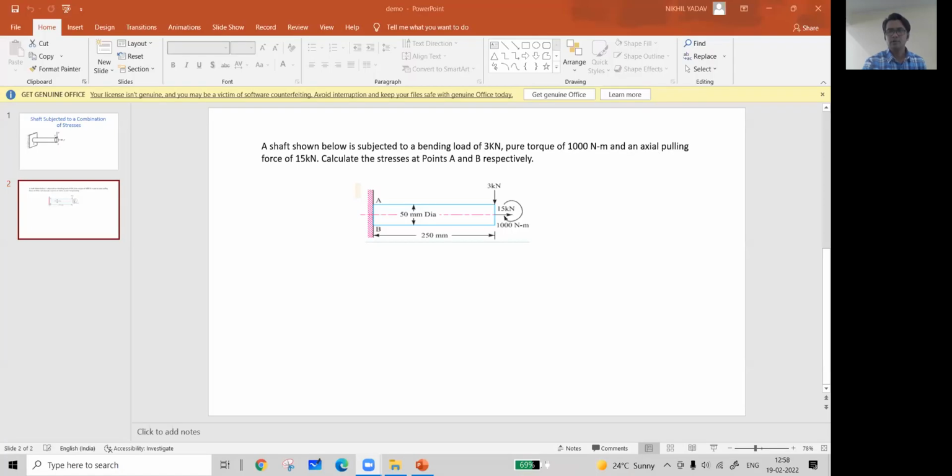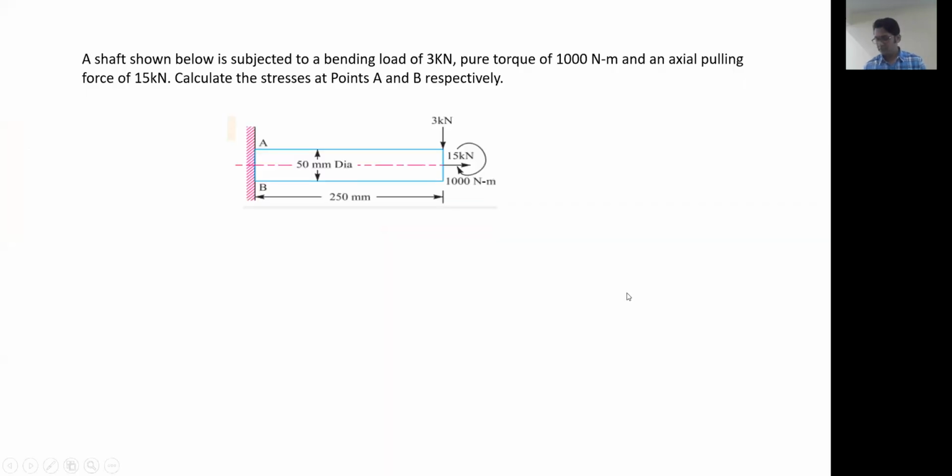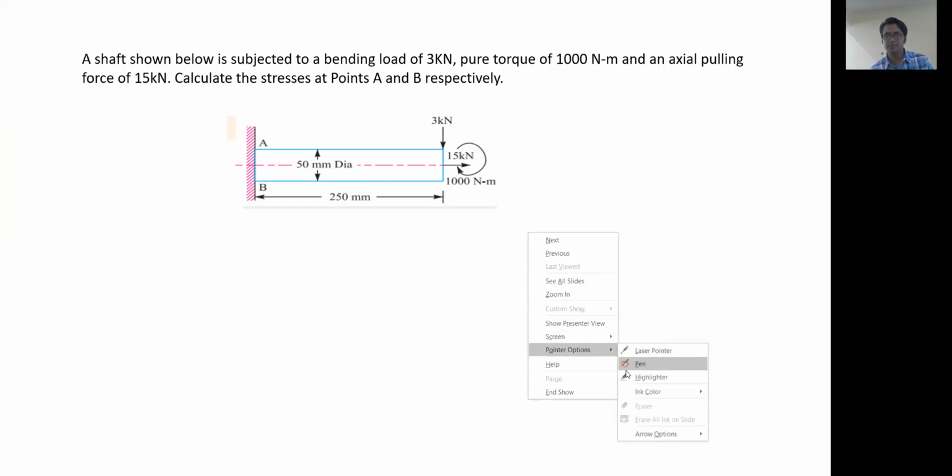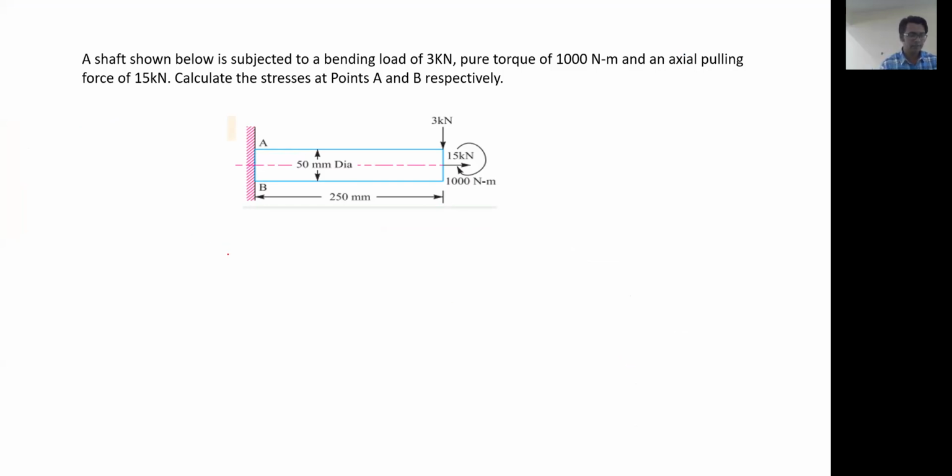Okay, fine. So where were we? We have to find out now the stresses. Right. Okay. So we have got the stresses at the point A. The stresses at point A. Right. So it's what?